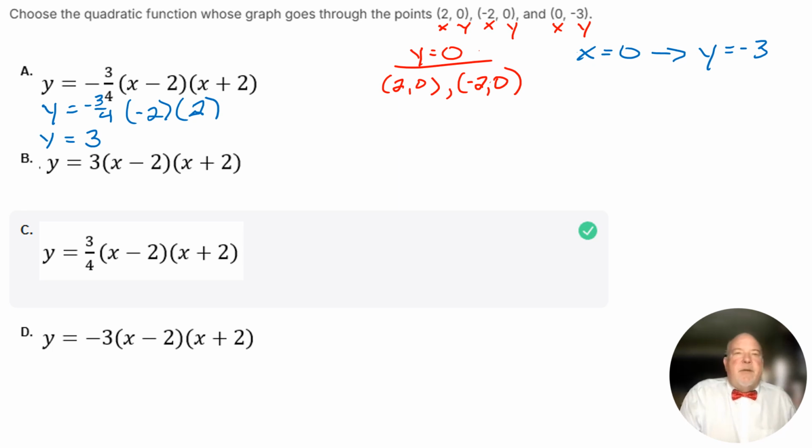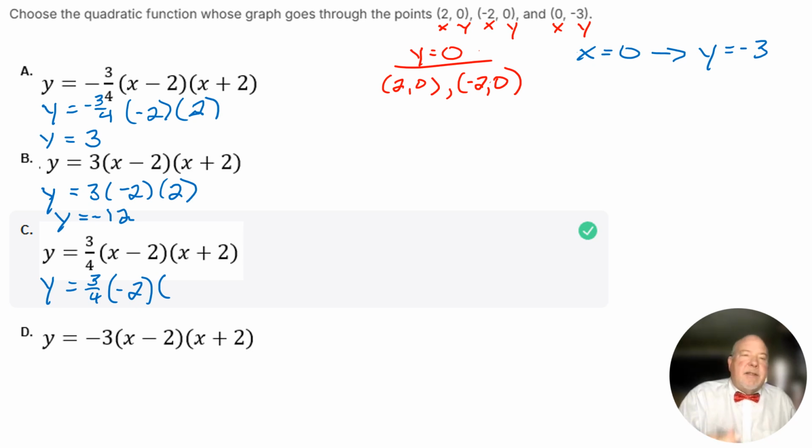So now let's do the same thing with B. So y equals 3 times, again, 0 minus 2 is -2, and this one would be +2. So I multiply those together, and I get y equals -12. That's no good. So move on to the next one. Y equals 3/4 times, again, I'm plugging in 0 for x, so that would be -2 times, sorry, that one's +2. Or no, it's not. It's -2.